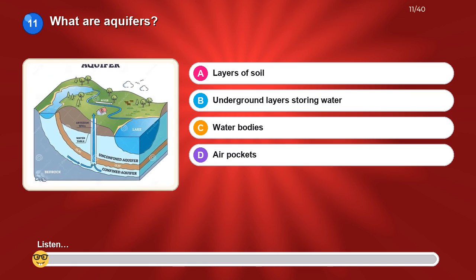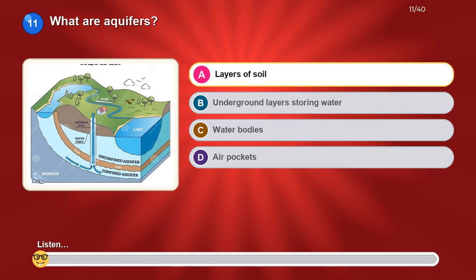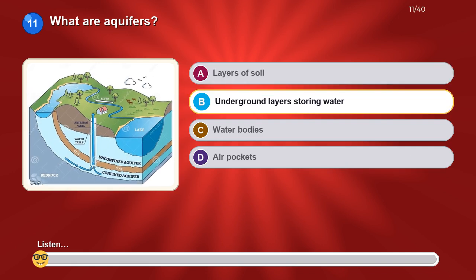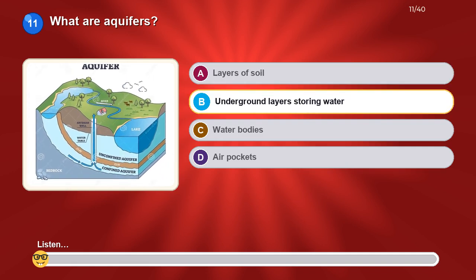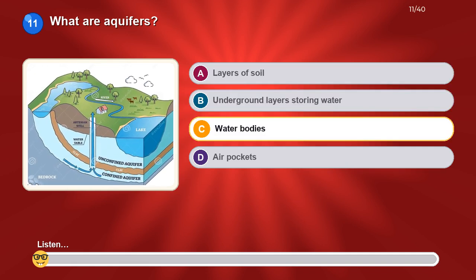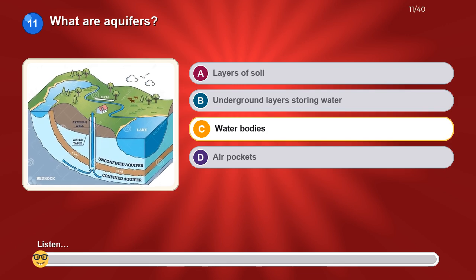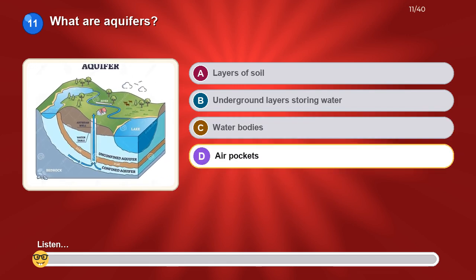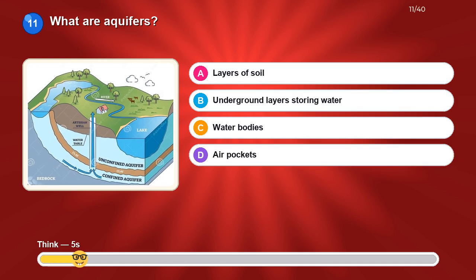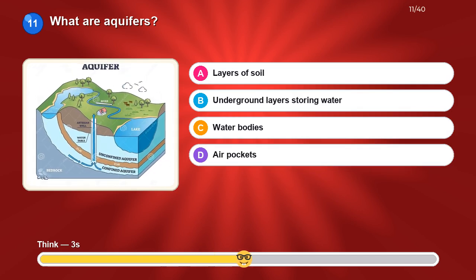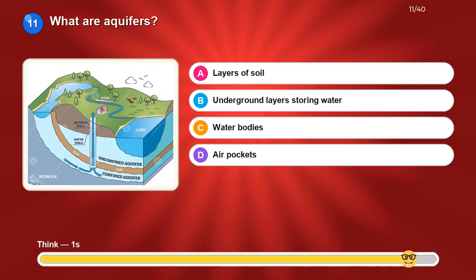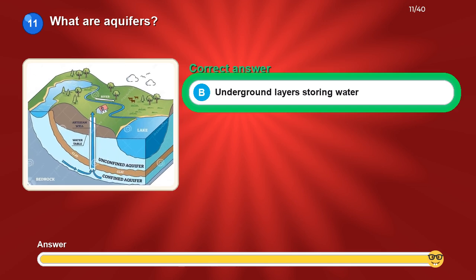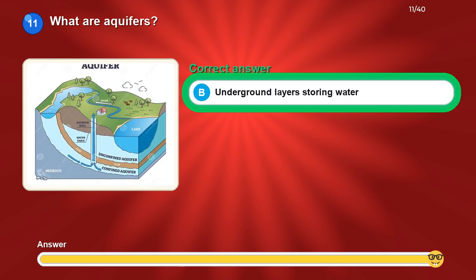What are aquifers? Option A, layers of soil. Option B, underground layers storing water. Option C, water bodies. Option D, air pockets. The correct answer is underground layers storing water.